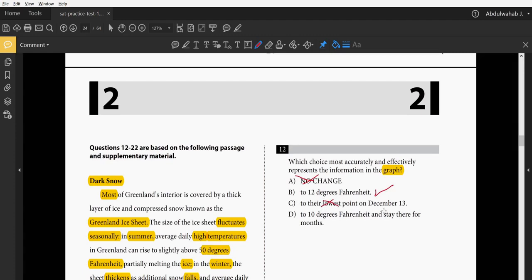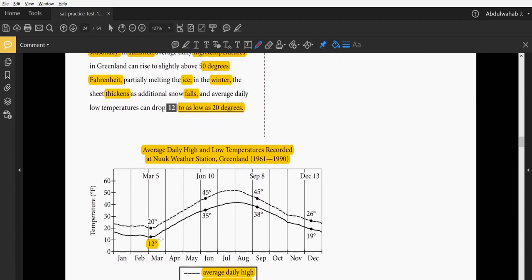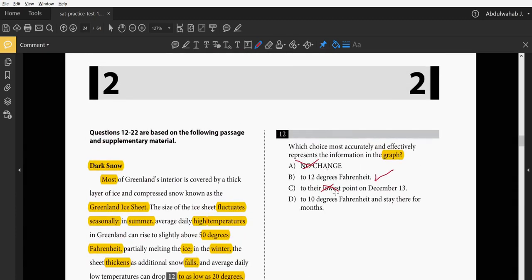To 10 degrees Fahrenheit and stay there for months. Now, it doesn't get that low actually. It gets to 12, that's the lowest it gets to, and it stays there for a few days and then it goes back up. So it doesn't stay there for months even. So that's why D is also wrong. So the answer we're looking for is actually B.